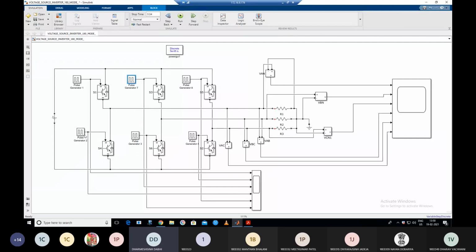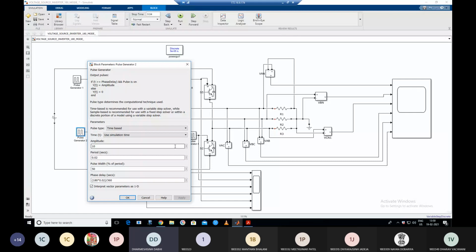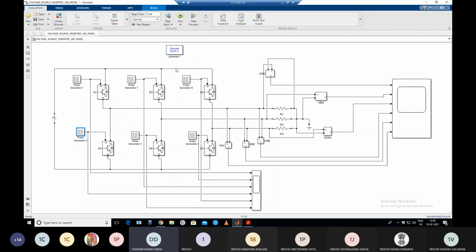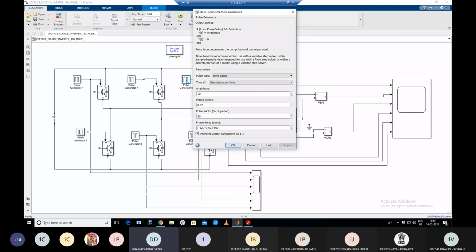Now switch number 4. Same? 180 degrees. Yes, it is 180. Now for switch number 5. It is minus 120. Yes, minus 120.